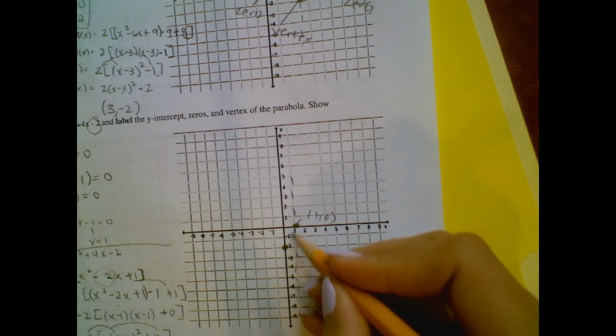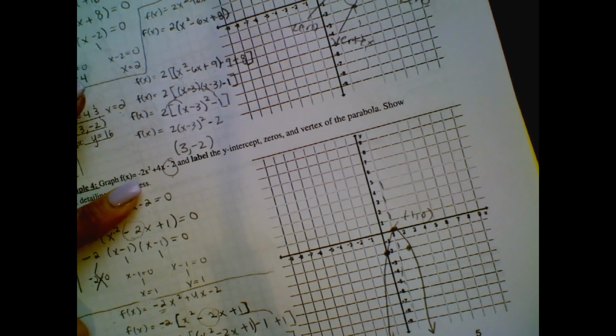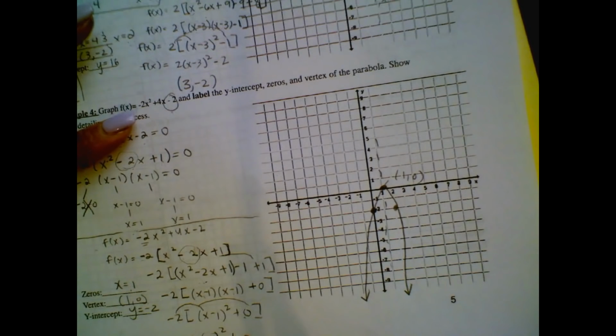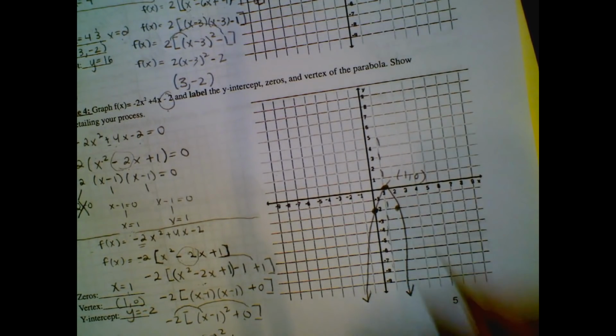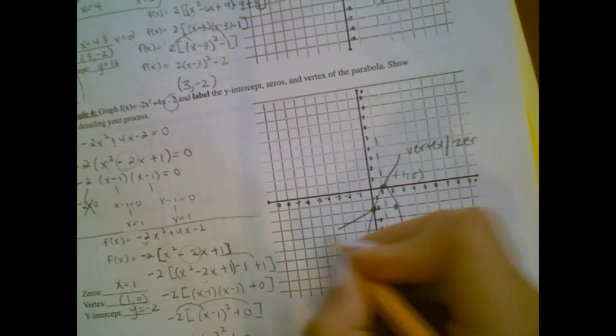So I go ahead and I do that, and I sketch my parabola. Again, it's going down because my a term, the a term right here is negative. So I know that the parabola is going down. The last thing I want to do is to label everything. So this is my vertex and my 0. And this right here is my y-intercept. And that's pretty much it.